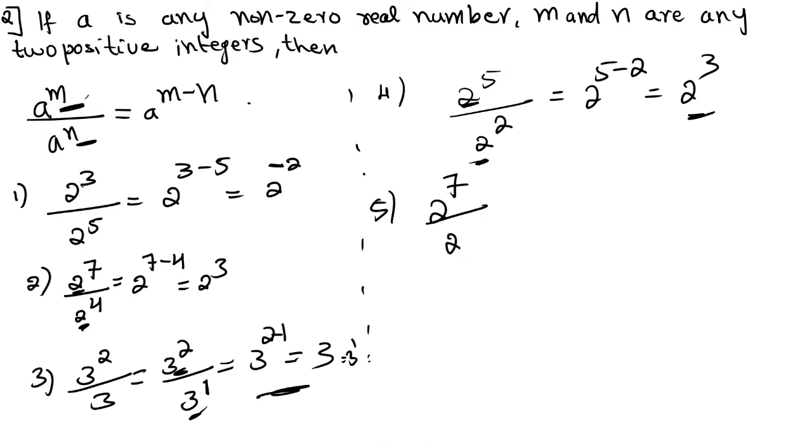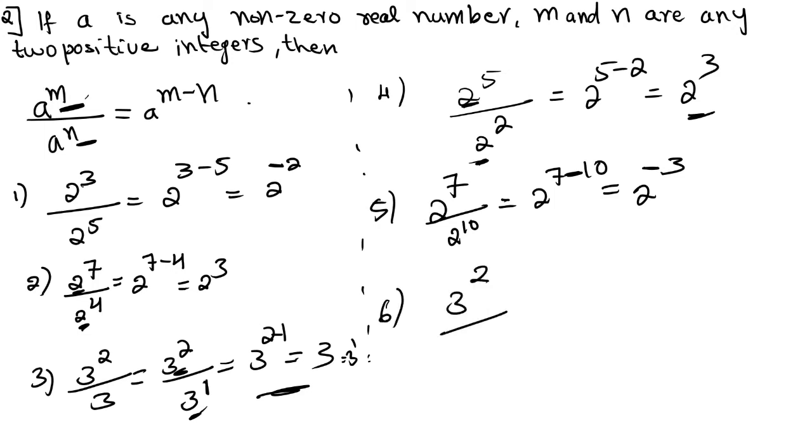2 to the power 10. So 2 to the power 7 divided by 2 to the power 10 is equal to 2 to the power 7 minus 10. Don't write it as 3, because minus 10 is the bigger number, right? So it's equal to 2 to the power minus 3. Okay, take the next example.